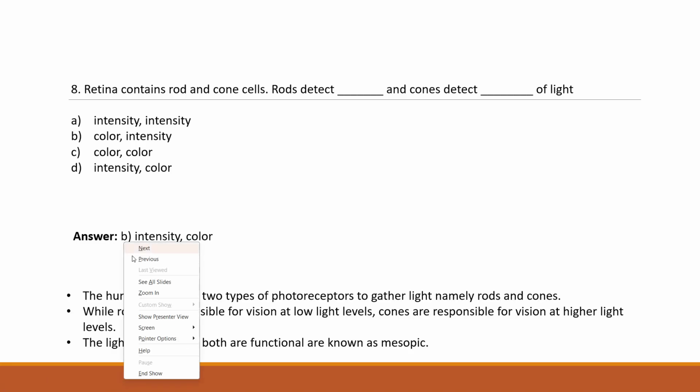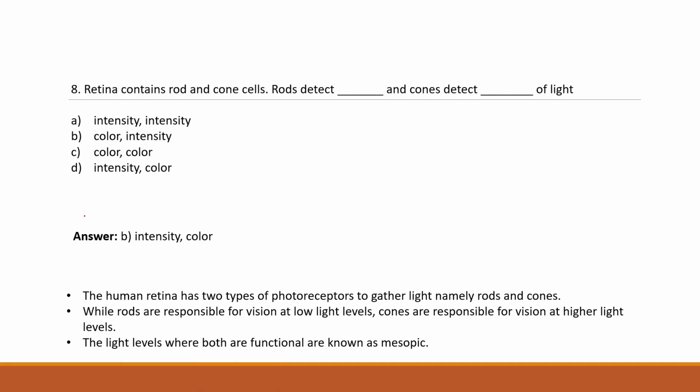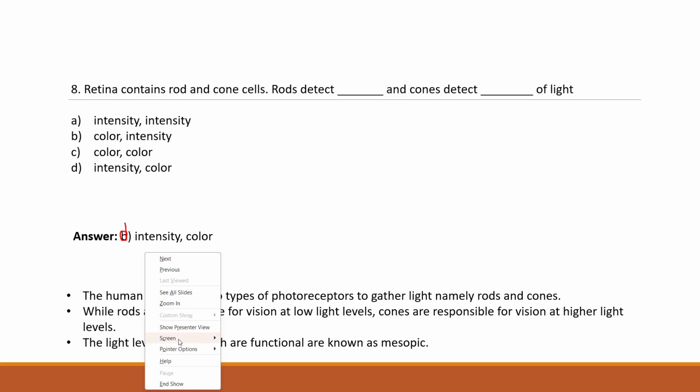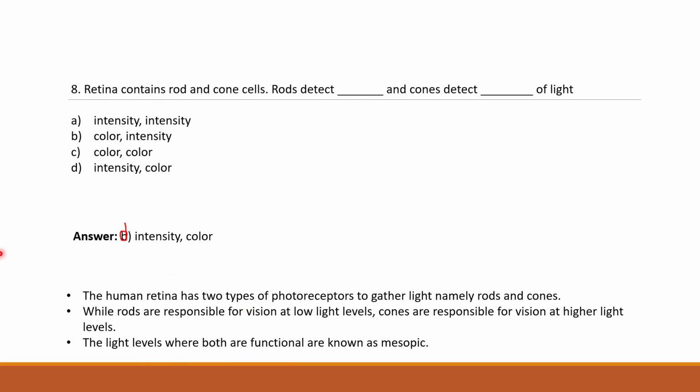Okay, so write it. Yes, so the human retina has two types of photoreceptors. Your rods and your cones are called photoreceptors because they collect light. Light is your photons. So they are photoreceptors and they gather light, and they are named rods and cones.